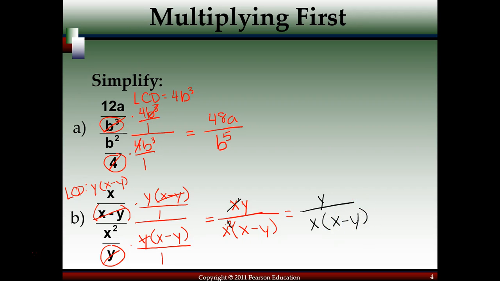And we are done. You can, if you want, distribute this, but it's not necessary. You do not have to do that. You can keep it in your factored form.